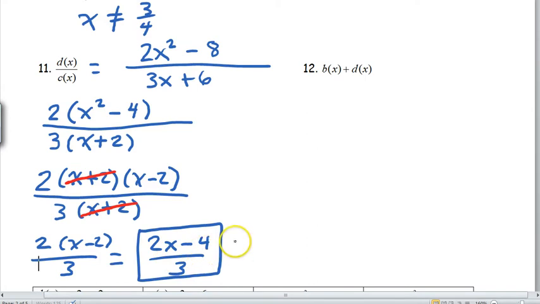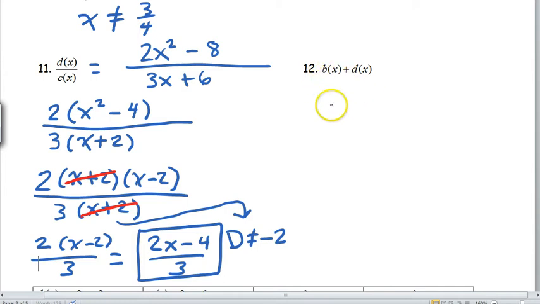Okay, how many restrictions are there going to be? There is one restriction. Why? Even though it got crossed out, that x plus 2 in the denominator at that step still is going to count as a restriction. So x cannot equal -2 because of this. Even though it got crossed out, it still counts towards our restriction.